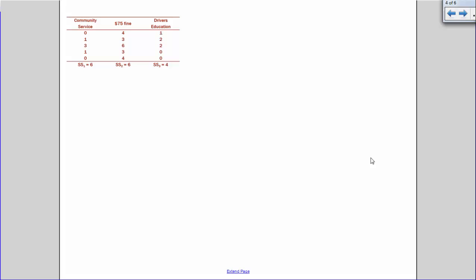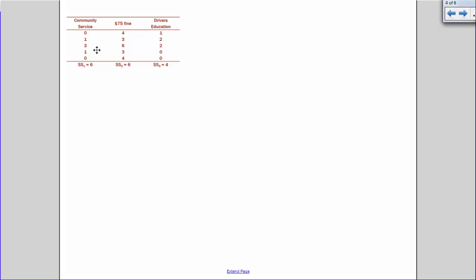All right, so in this example problem, law enforcement officials want to know what is the most effective way to stop repeat traffic violations. So they take 15 traffic offenders and they randomly assign 5 to each group, and there's 3 different groups. One group gets 2 weeks community service, another group gets a $75 fine, and another group gets 2 weeks of driver's education. Then they measure the number of traffic violations in the following year. So just like before, what are we measuring? What do these numbers represent? They represent the number of traffic violations in the following year.